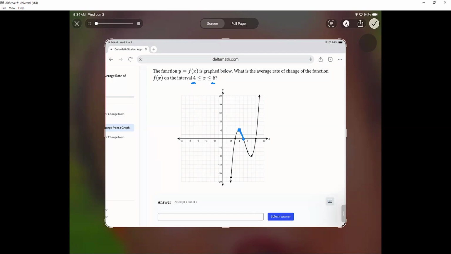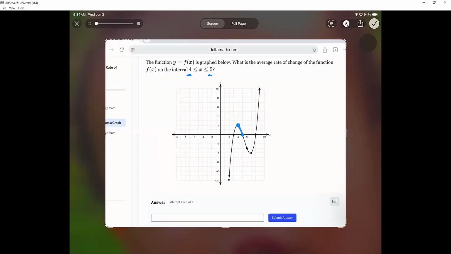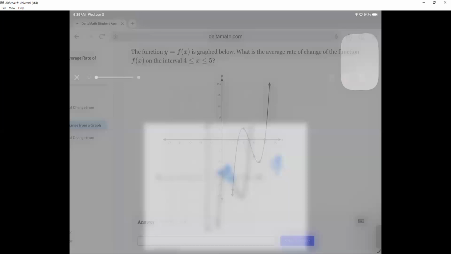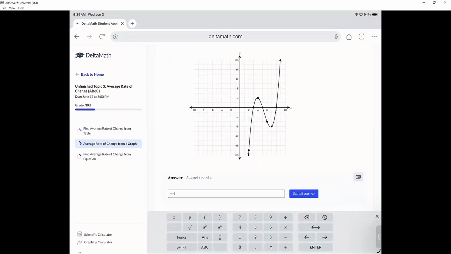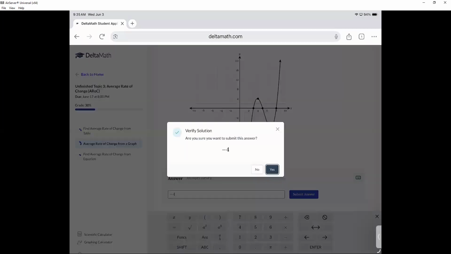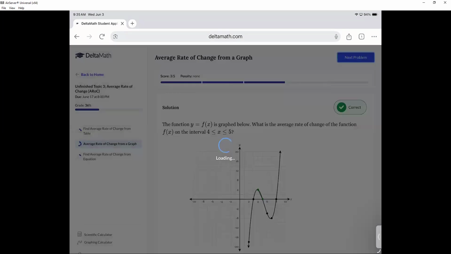But now I'm going down 1, 2, and each block is worth 2. So this is going to be, I went down 4, and then I went over 1. So the slope is going to be a negative 4 over 1, which is a negative 4. So I can go here now, and I can go negative 4, enter it. Everything is lagging. And then I submit it. And let's see what we got. All right, that's it. This is about 9 minutes.